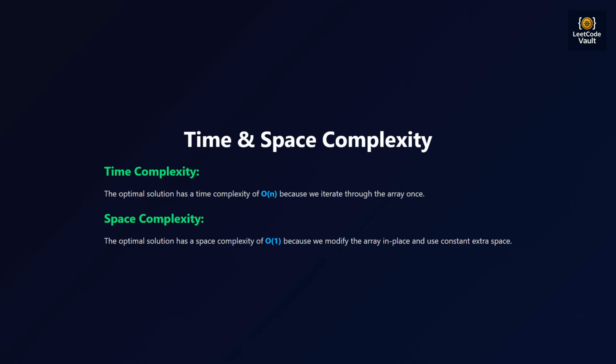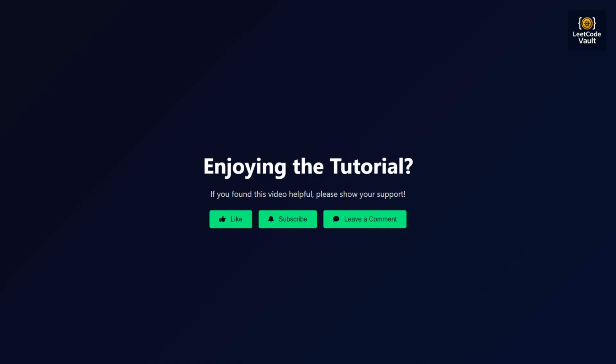Time and space complexity. Our optimal solution boasts a time complexity of O of n because we're iterating through the array only once. The space complexity is O of 1 because we're not using any extra space proportional to the input array size. We are modifying the array in place. This is a significant improvement over the brute force approach, making it suitable for handling large data sets efficiently. This is a great example of how choosing the right algorithm can dramatically impact performance.